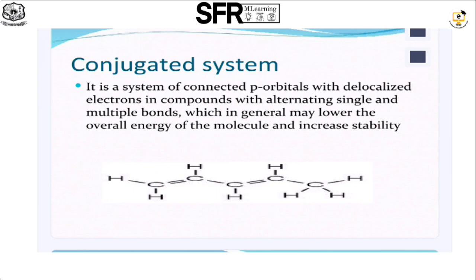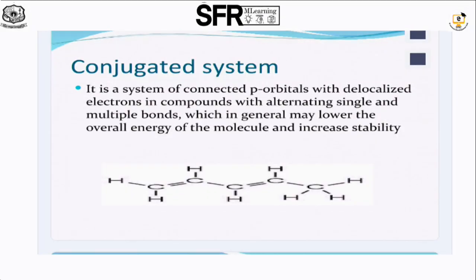Another property influencing free radical stability is the conjugated system. It is a system of connected p orbitals with delocalized electrons in a compound with alternating single and multiple bonds, which in general lowers the overall energy of the molecule and increases the stability. In this way it increases the stability of the free radicals.